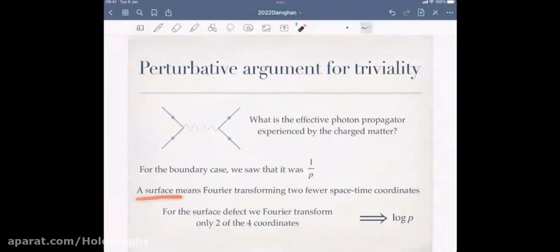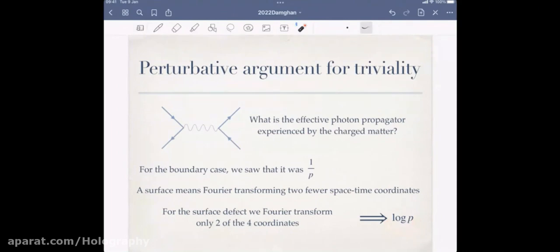Now, if you have a surface, or 1 plus 1 dimensional defect, a wire, you're Fourier transforming 2 fewer space-time coordinates. And so that means instead of getting 1 over p squared, you get log p. And so already at tree level, when you're computing these scattering processes, you have to introduce a scale, an effective scale. There's sort of a dynamically generated scale to regularize this log.